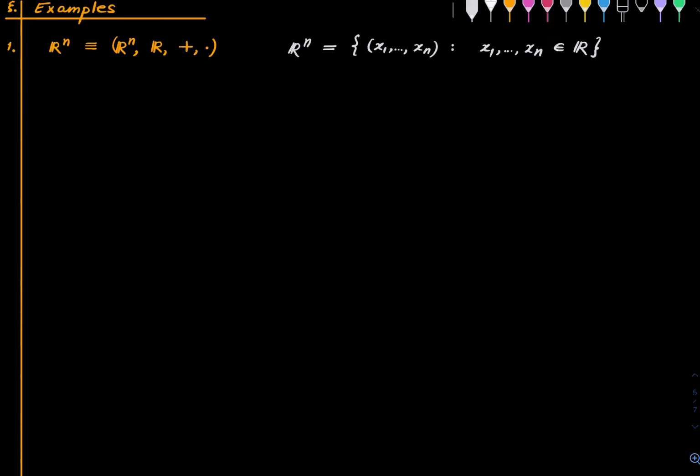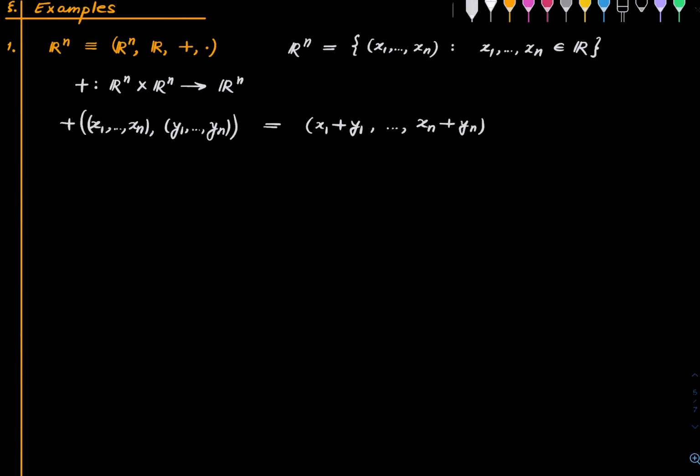And plus is a function. How is it defined? It takes two things: the first n tuple, the second n tuple, and produces this n tuple, just the coordinate-wise addition. Or written differently, this is equal to the right-hand side. All right, so that's the definition of plus.